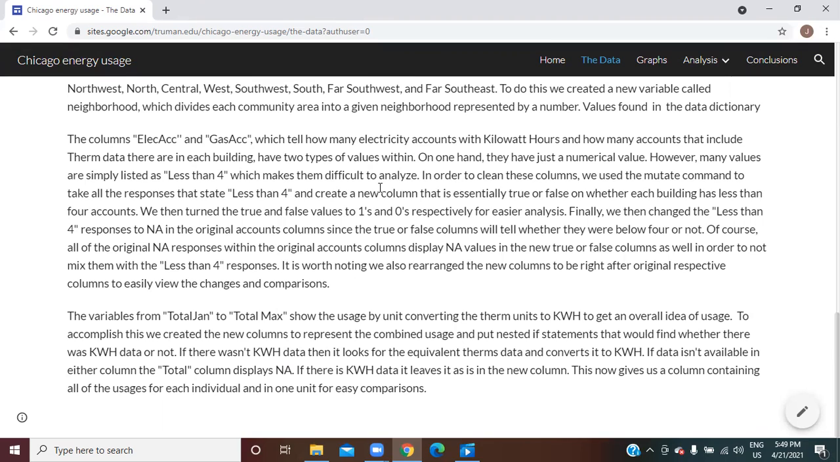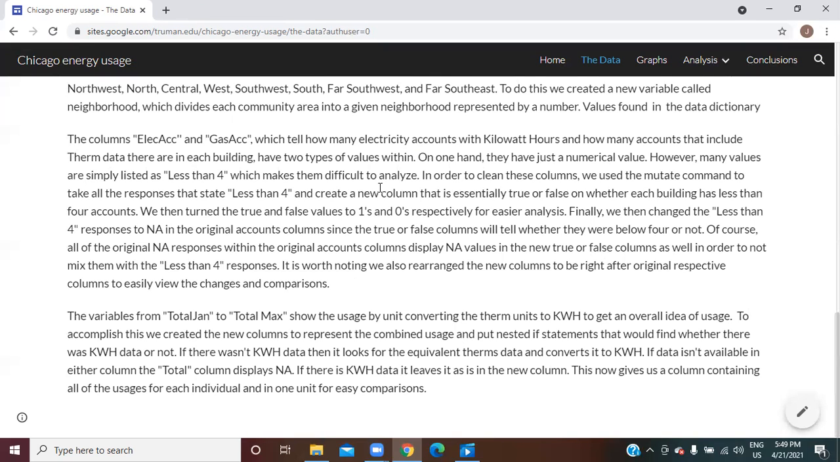We also renamed the columns for electric accounts and gas accounts, which tell how many electricity accounts with kilowatt hours and how many accounts that included therm data there are in each building.